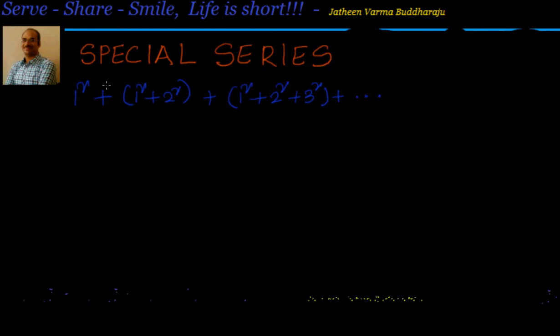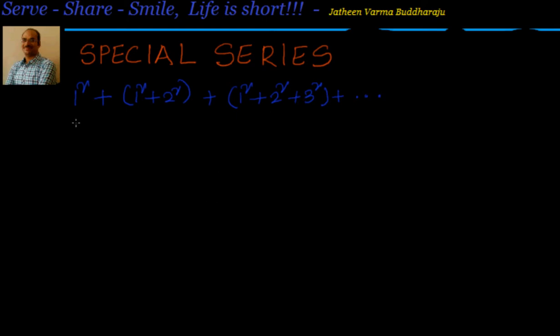We are solving examples as part of the special series, sequences and series. We have to find the sum of this particular problem: the first term is 1 square, the second term is 1 square plus 2 square, the third term is 1 square plus 2 square plus 3 square. So we have a series, and we have to find the sum of this series.